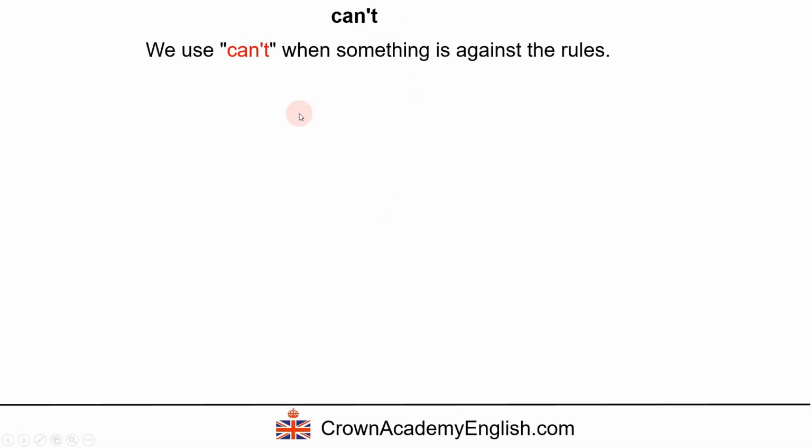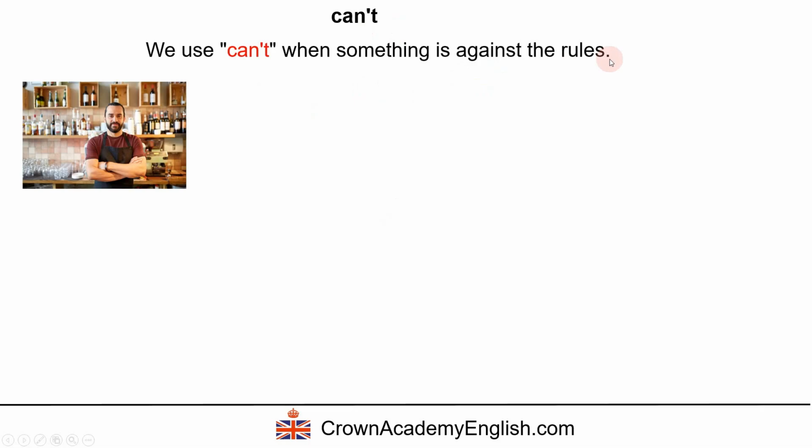Can't. So we use can't when something is against the rules. We can't sell alcohol to children. So this means that we are not permitted to sell alcohol to children. Why? Because it's against the rules. In fact, it is against the law. Okay? We can't sell alcohol to children. Subject, modal in the negative, the base form of the verb.